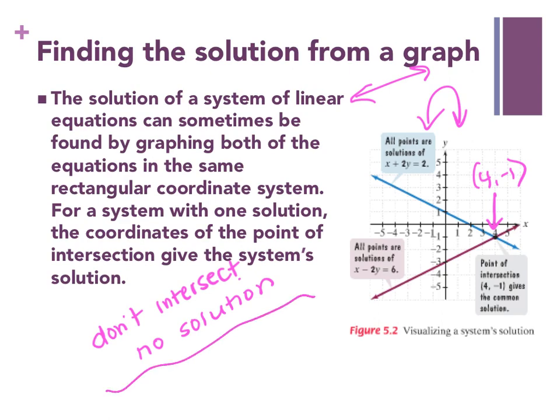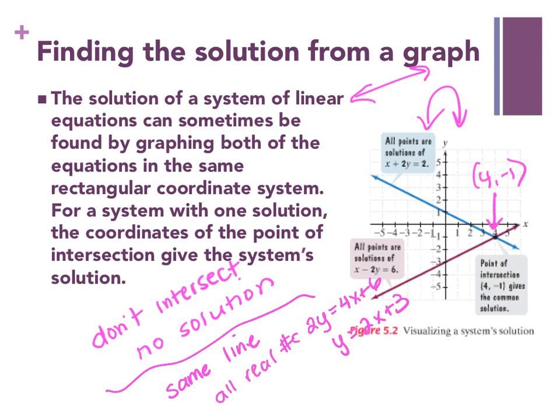If they end up with the same line, so sometimes they are disguised, like if it said 2y equals 4x plus 6, that's the same thing as y equals 2x plus 3. Those graphs would be the same thing. If they end up being the same line, then your answer is all real numbers.